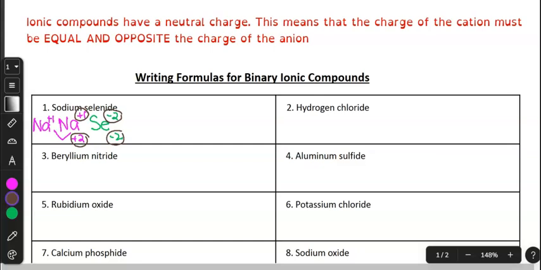And so my formula for sodium selenide would be Na, and we have two of them, and we show that we have two cations by writing a subscript of 2.